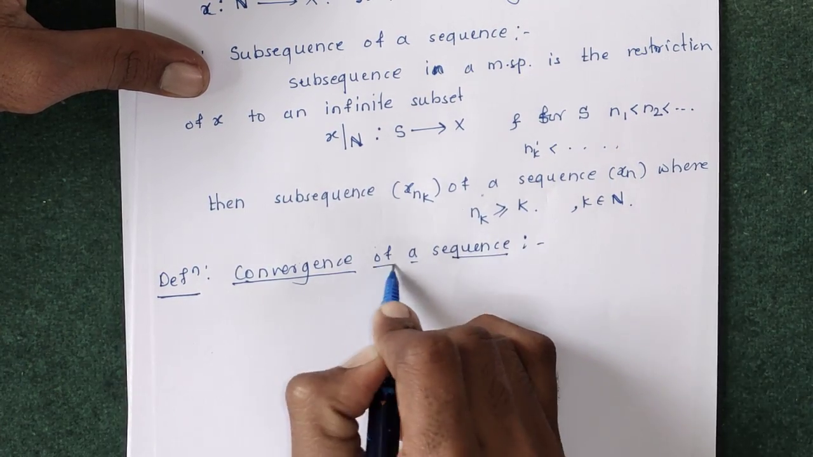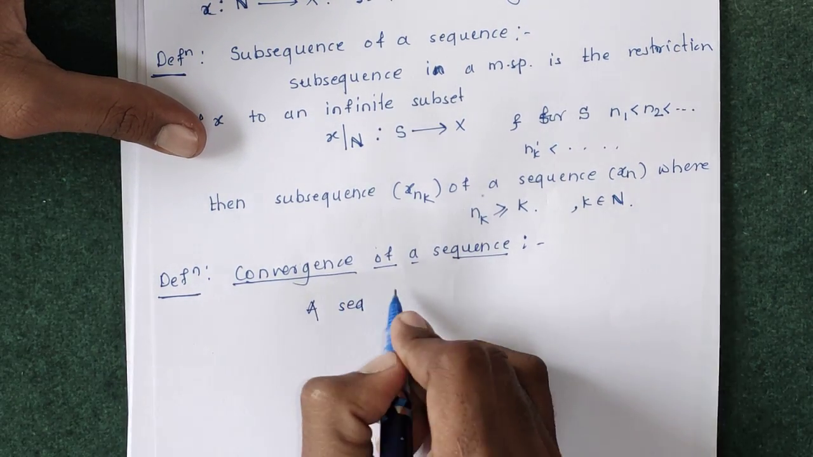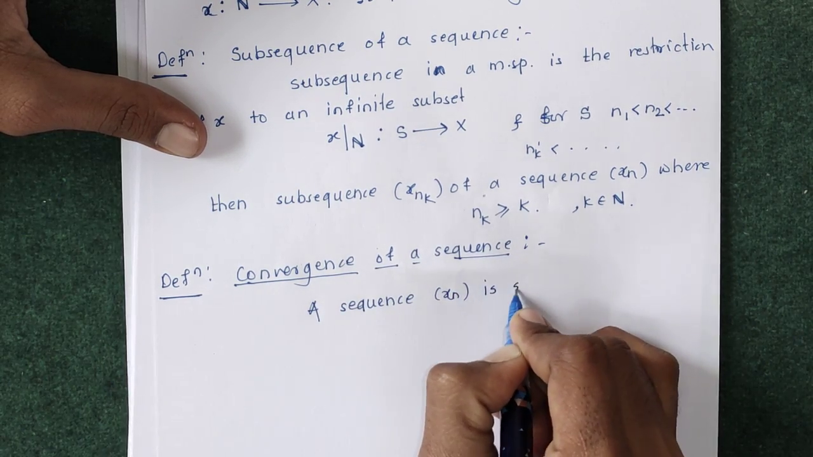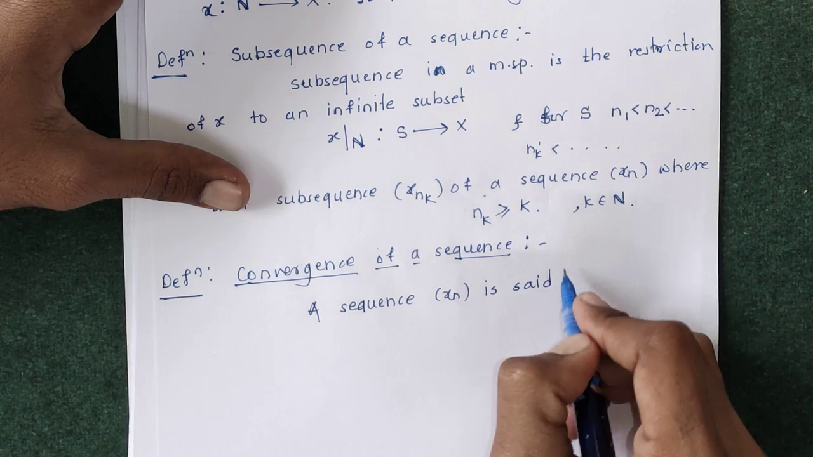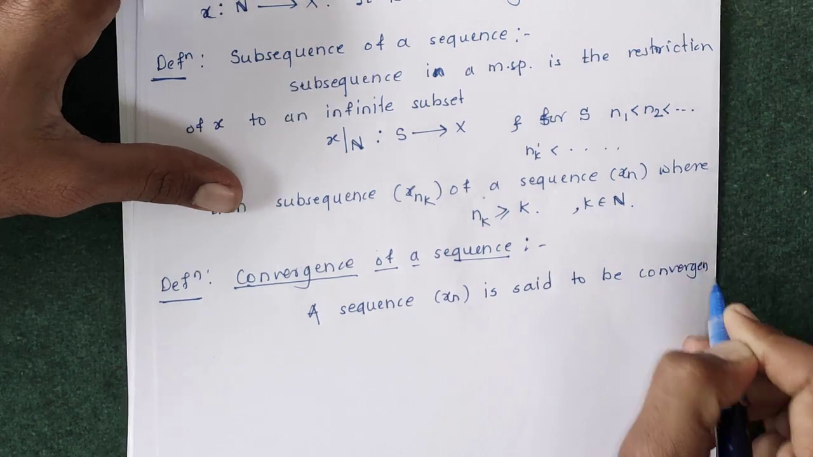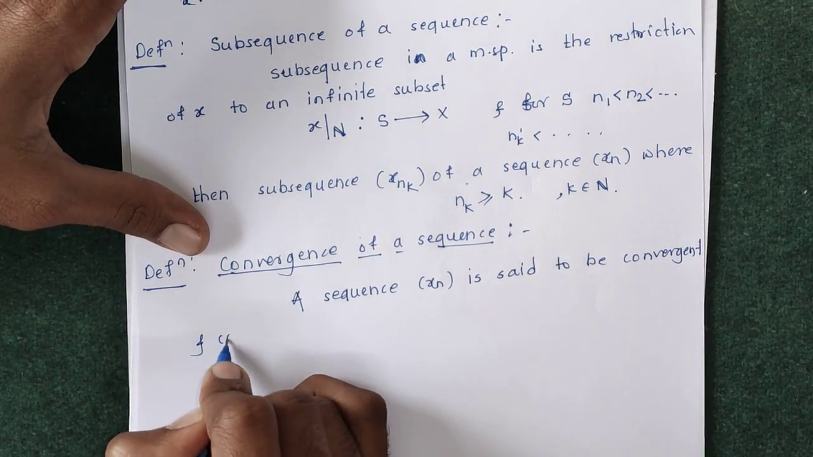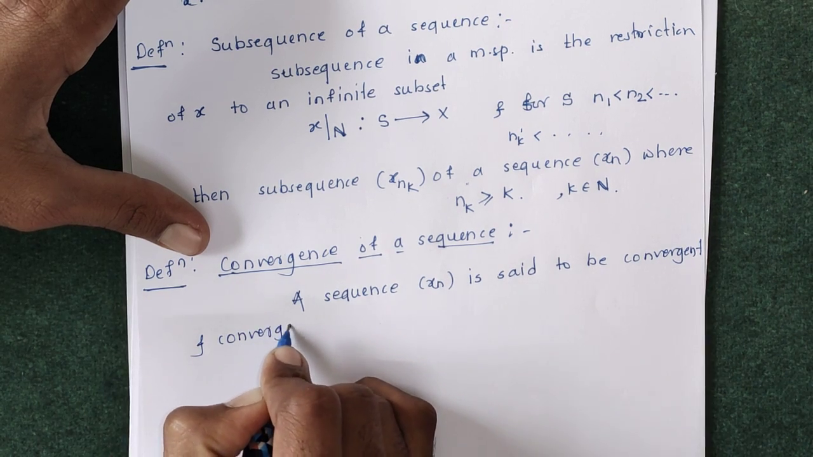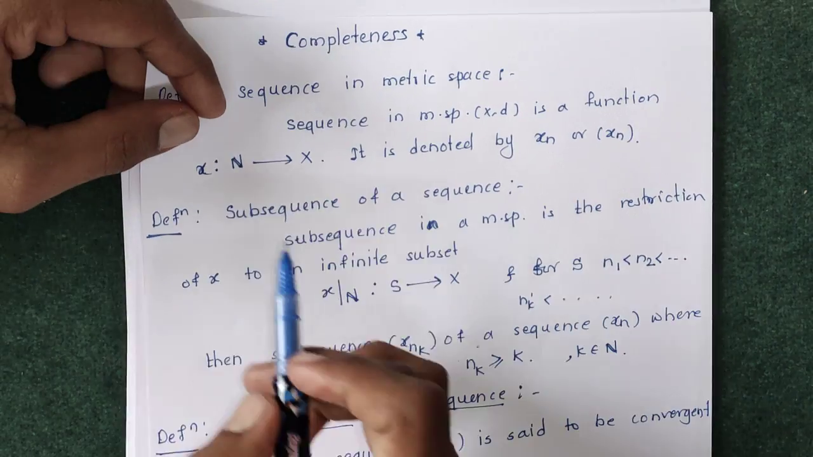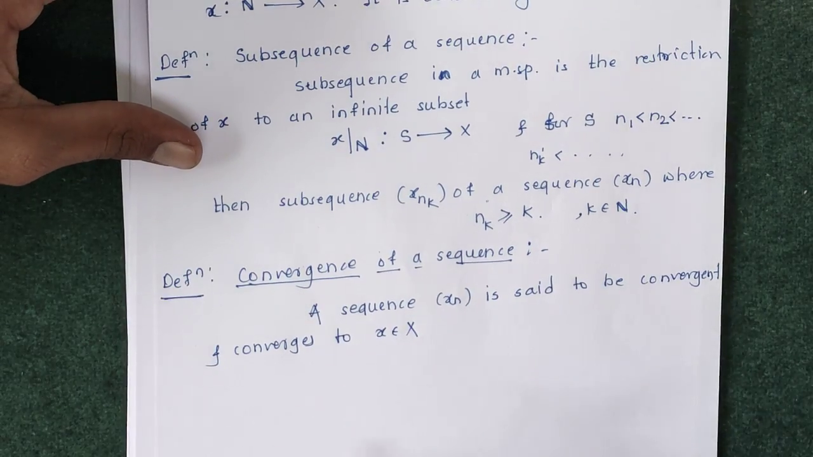Convergence of a sequence. Now, a sequence xn is said to be convergent, and the sequence, suppose, converges to x belongs to metric space X. A sequence is a function from the set of natural numbers to a metric space X. So, the sequence will converge in the metric space.